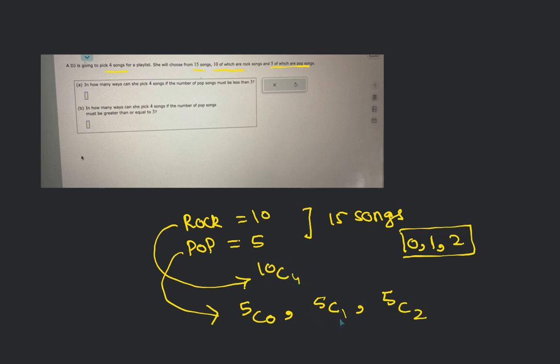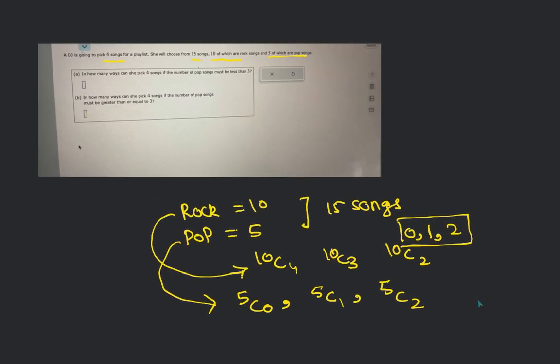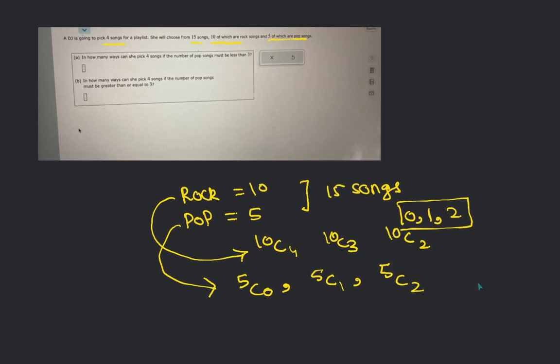If one song is taken from the pop, how many are taken from the rock? 10C3, right? If two songs are taken from the pop, then the songs taken from the rock are 10C2. Are you able to understand these two steps? Yes. Okay. Now let's try to find the answer.